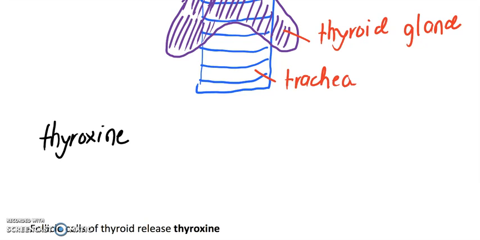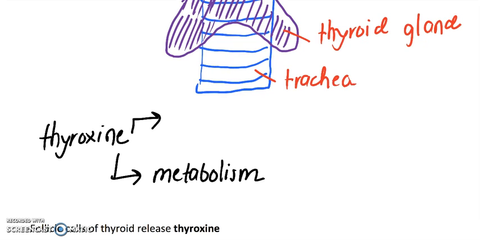And we'll discuss 2 functions for thyroxine. One is it regulates metabolism, which we'll speak about more right in a sec. And the second function is it's required for proper mental development.